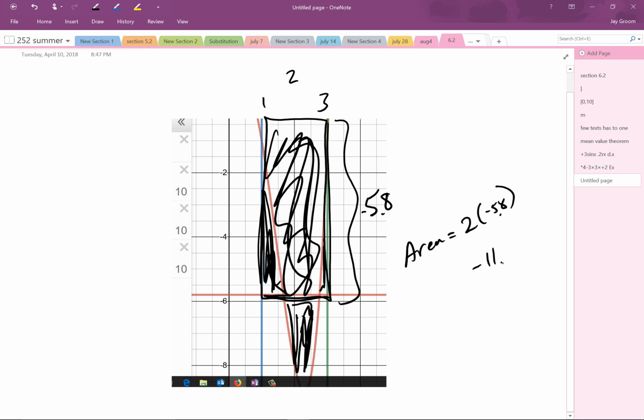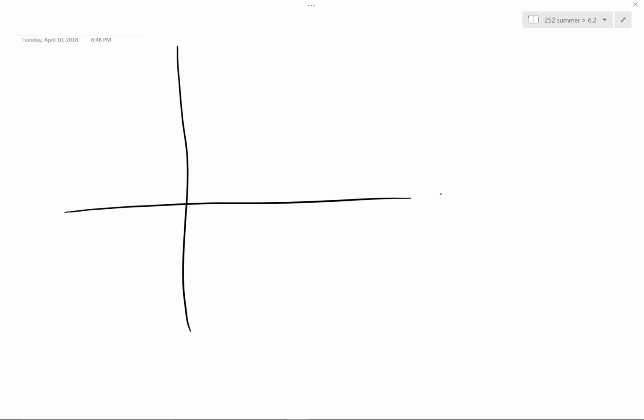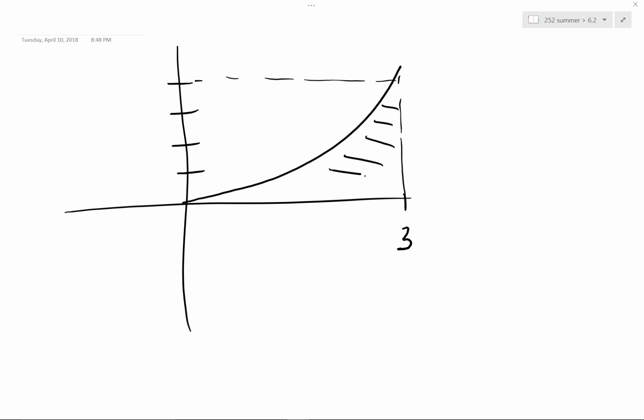That would be negative 11.6. Interesting. You'll notice that sometimes in calculus you'll hear me talk about, does that seem reasonable? Well, let me ask you this question. I don't know, something like this. Here's 2, 3, and 1, 2, 3, 4. What does it look like the area could be of that value?